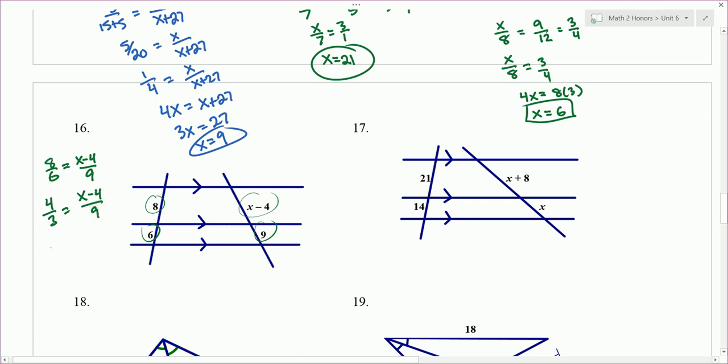And we can cross multiply, so 3 times x minus 4 is 4 times 9. 3x minus 12 is 36. Add 12, you get 3x is equal to 48. And then divide by 3 and you get x is equal to 16.